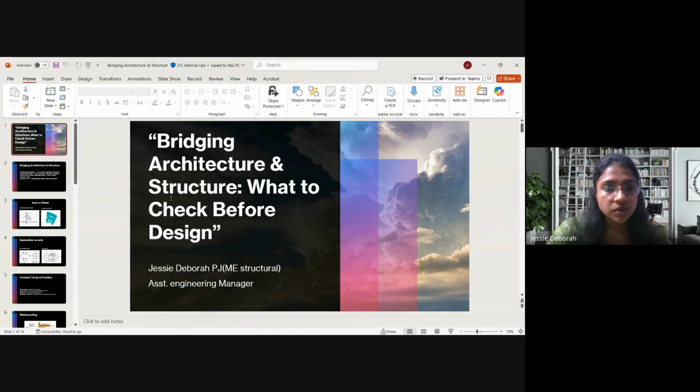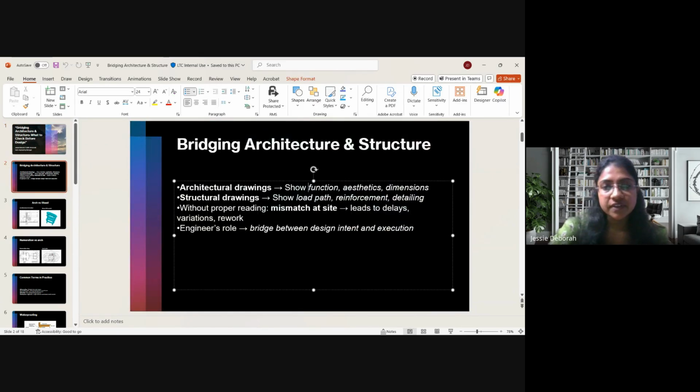Now looking at this, what we actually have to do is, if you see, the architectural drawing will show the aesthetics, it will show the dimensions, it will show the functions and other things, but the structural drawing will actually show you the exact load path, the reinforcement detail and all that. So I'll just show you how a structural drawing looks.